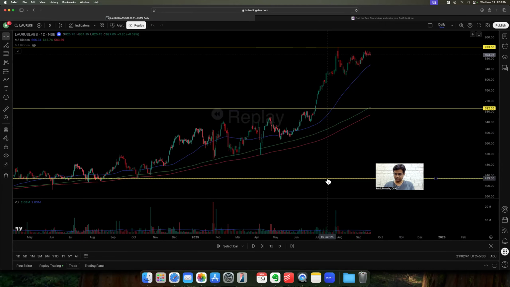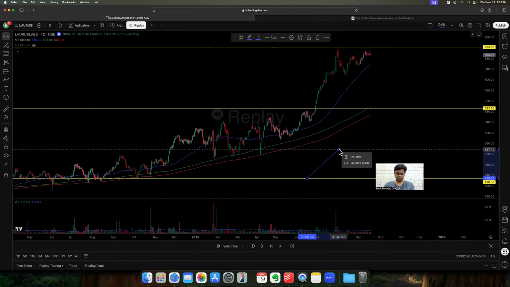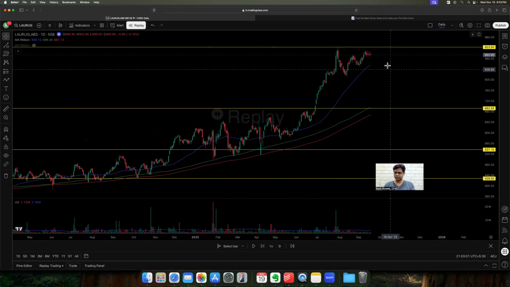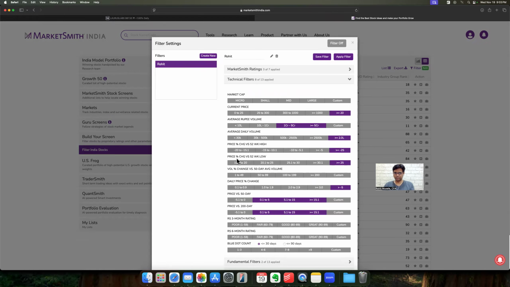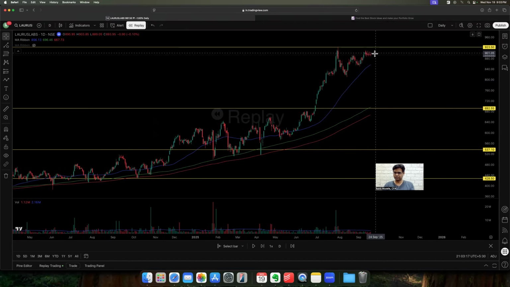Now you take the 52-week low. Now you go up 25% from here. From here, you go up 25%. So somewhere over here. Yeah. So from the 52-week low, you go up 25%. So the current market price is above this band. Above this band, the current market price is here, right? So you check the filter again. Percentage change versus 52-week low greater than 25%. So the current market price is above this band.